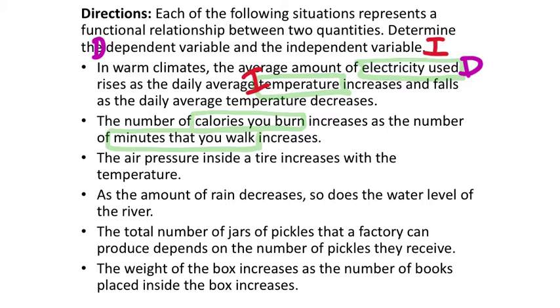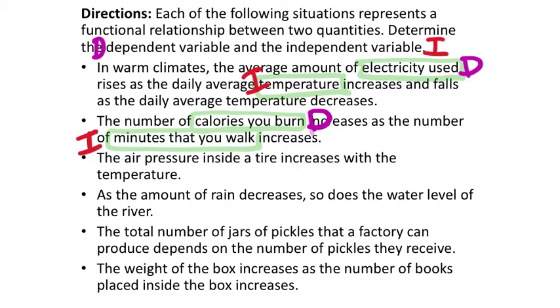And right here I can see that the calories burned is going to depend on the minutes that you walk. So calories burned is dependent, minutes walked is independent, okay? And again, that means that if we were to actually represent this situation in a table or a graph or an equation, X is minutes walked and Y would be calories burned.